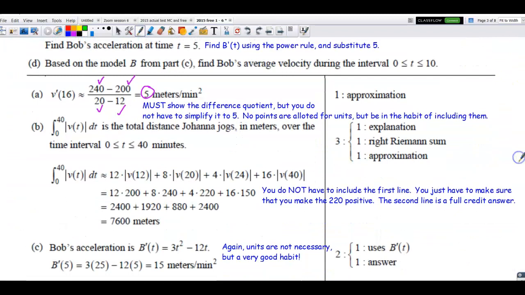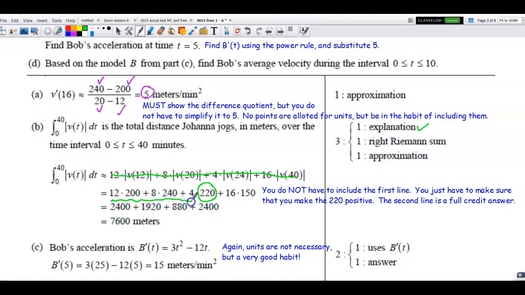So let's look at our work. First, for the interpretation: the definite integral represents the total distance Joanna jogs, measured in meters, from 0 to 40 minutes. That's really a pretty easy explanation. For the right Riemann sum, you do not have to set it up with the absolute value. But in your work, you have to make sure that the 220 that was in the table is a negative, that you record as a positive, because that's doing the absolute value right there.